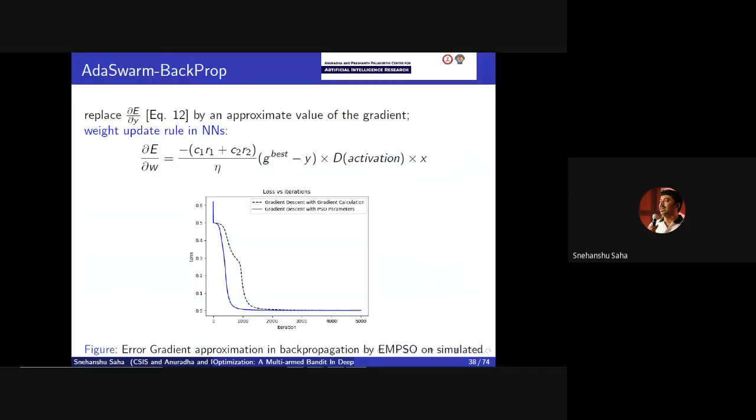Before attempting benchmark data sets, we created a small simulated data set with 3 classes, and we ran this. You can see that after a certain number of epochs, the error gradient approximation is working pretty well. We have the gradient descent with the actually calculated gradient, and the gradient descent with this particular formula that we have used.